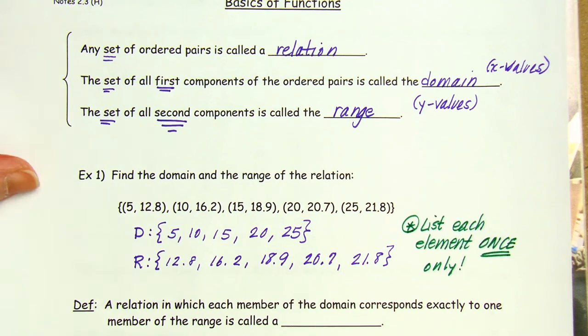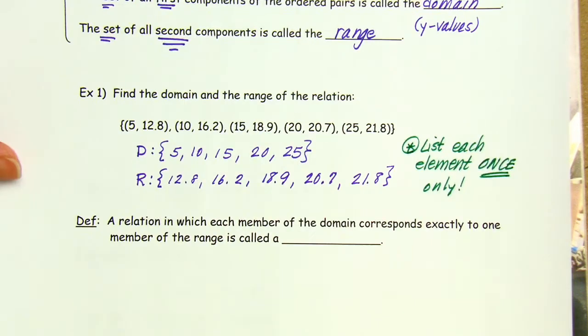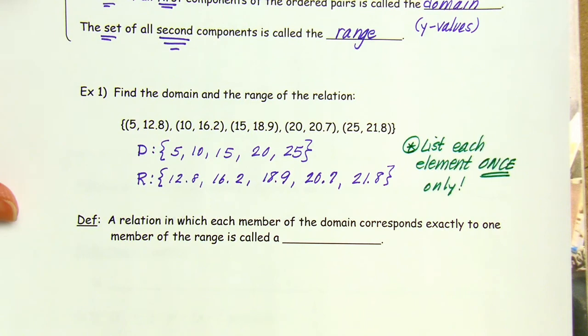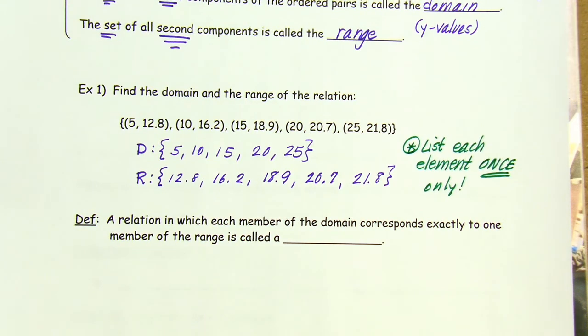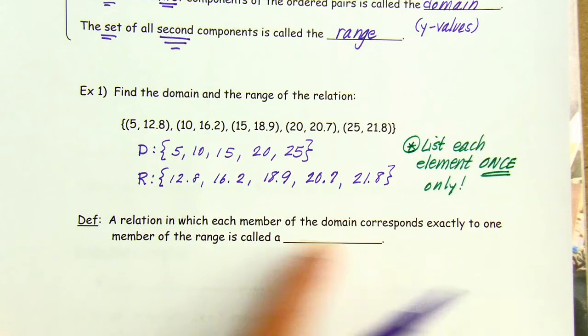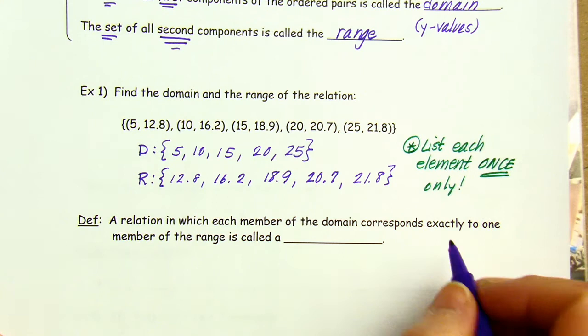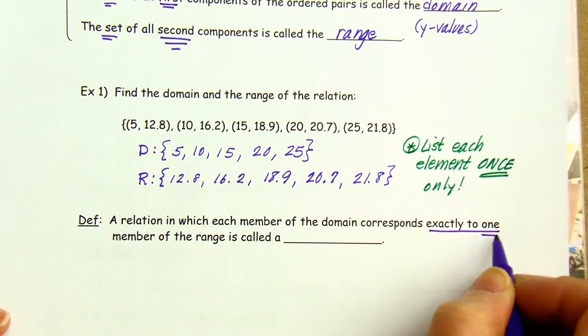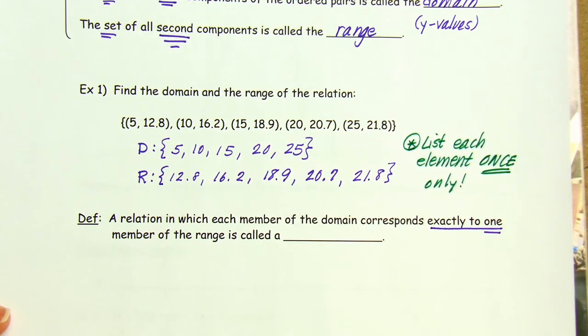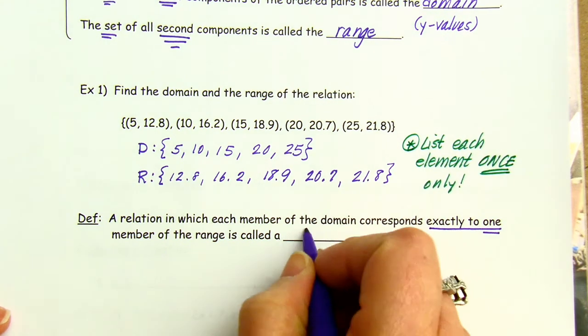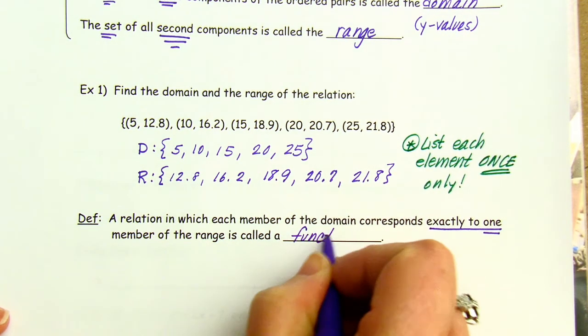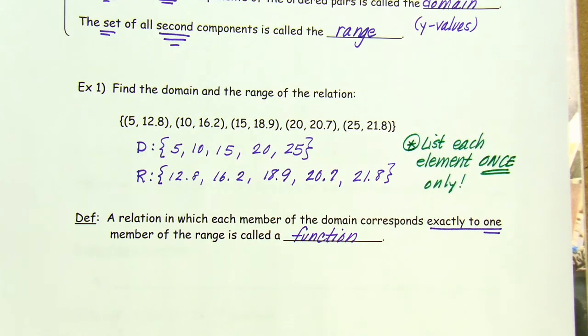All right. Let's talk about the definition of a relation. Okay, we're going to put the fill-in word right here. Definition: a relation in which each member of the domain corresponds exactly to one member of the range is called a function. Okay, so each member of the domain corresponds exactly to one and only one member of the range is called a function.